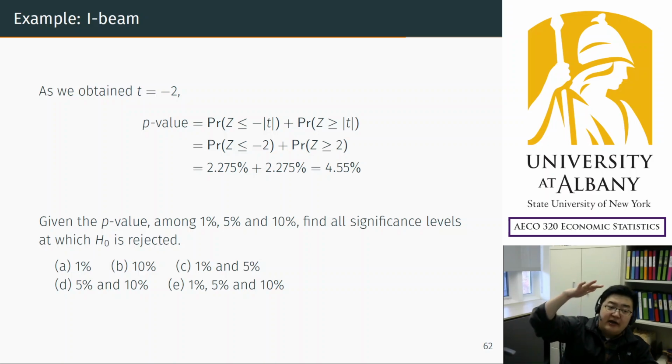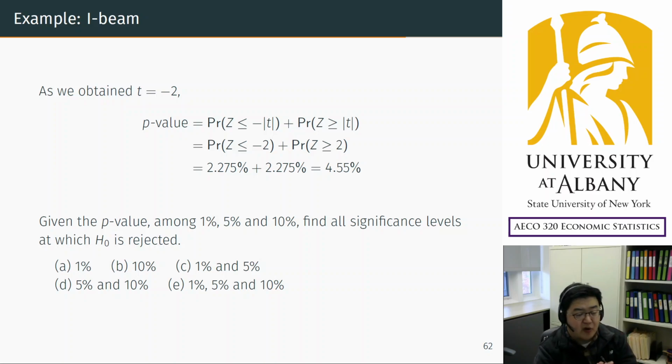That means if you rank the outcomes from the most unlikely to the least unlikely, then your observation is in the top 4.5% rank, right? And then given this p-value, among the common choices, 1, 5, or 10%, at what significance levels is the null hypothesis rejected? Think about that.